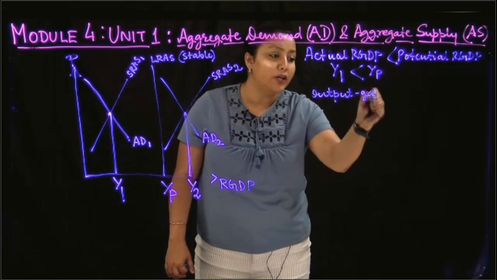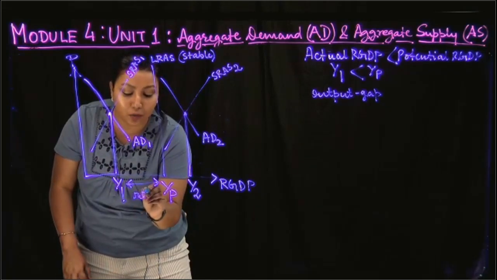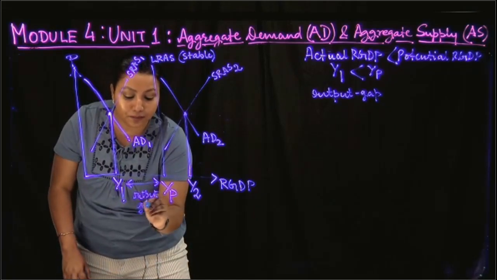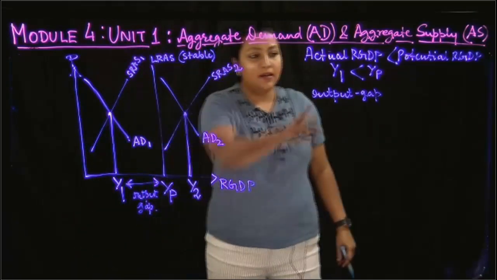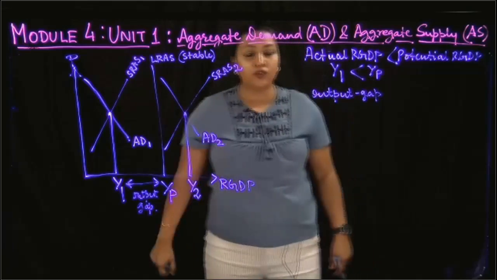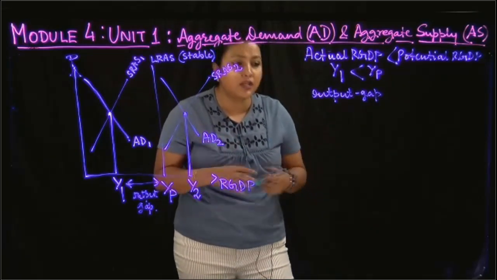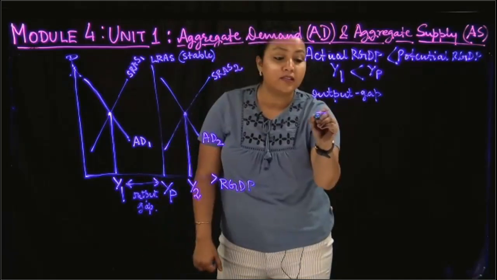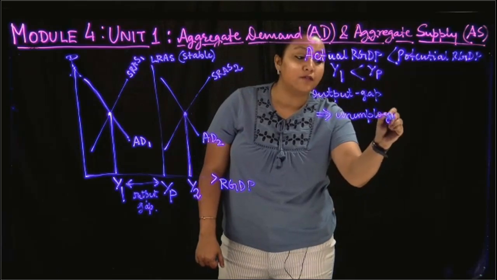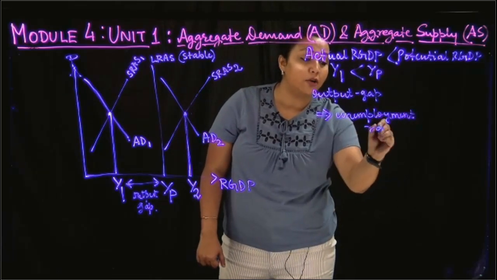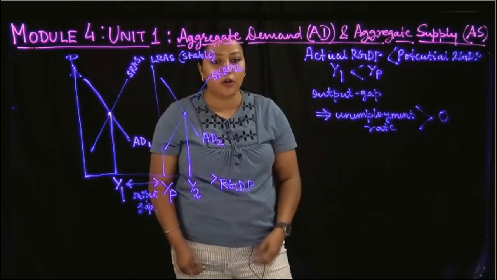What do I mean by output gap? That means there is a difference. This is the output gap I'm talking about. There is an output gap such that your actual is less than your potential. So your country is underperforming relative to its potential. There is underutilization of resources, which basically means there is unemployment in the economy. There is a positive level of unemployment. The unemployment rate in the economy is greater than 0.